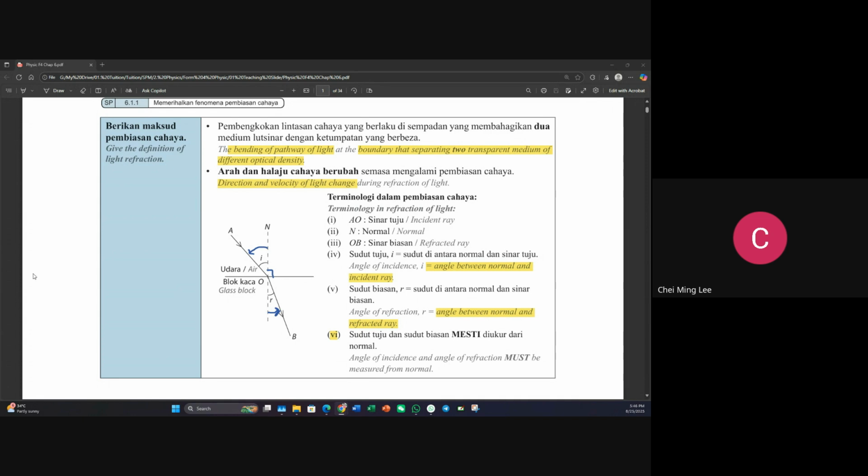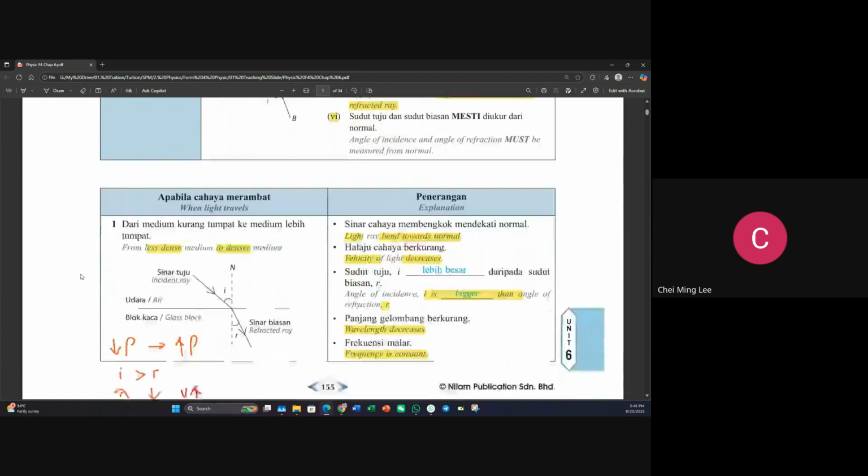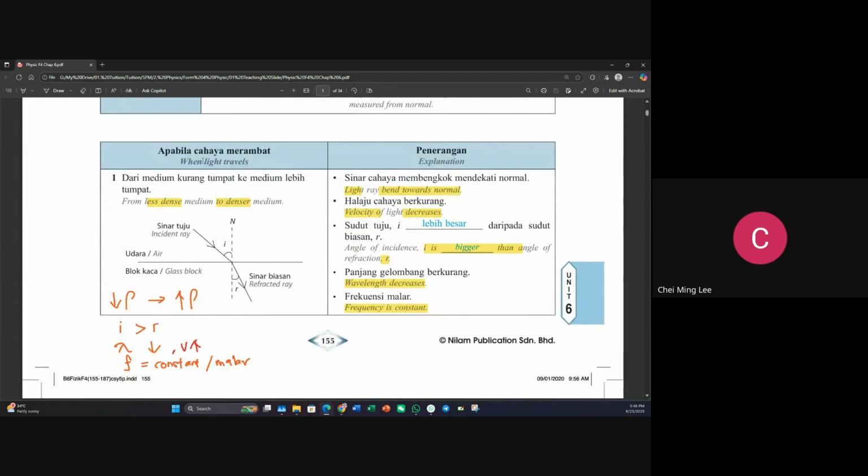Done? Right. Now let's see what happens when the light travels from less dense to denser medium. So you see, from less dense to denser medium, i is greater than r. The light ray will bend towards the normal. Velocity of light decreases, and the angle of incidence is bigger than the angle of refraction. Wavelength decreases, frequency constant.